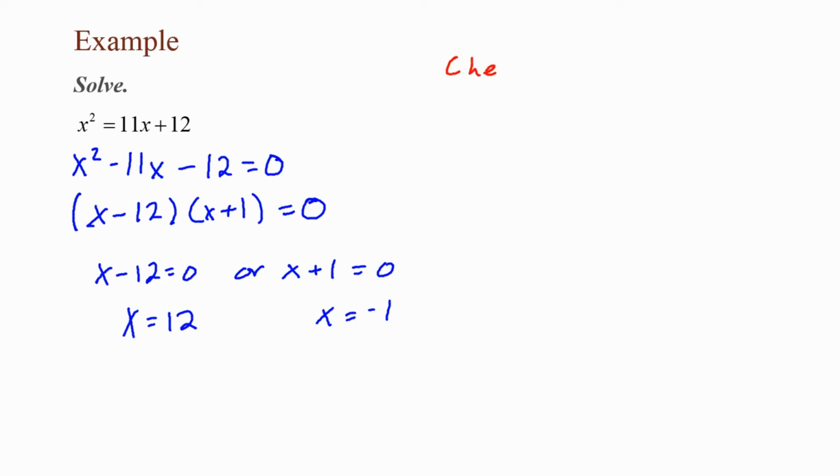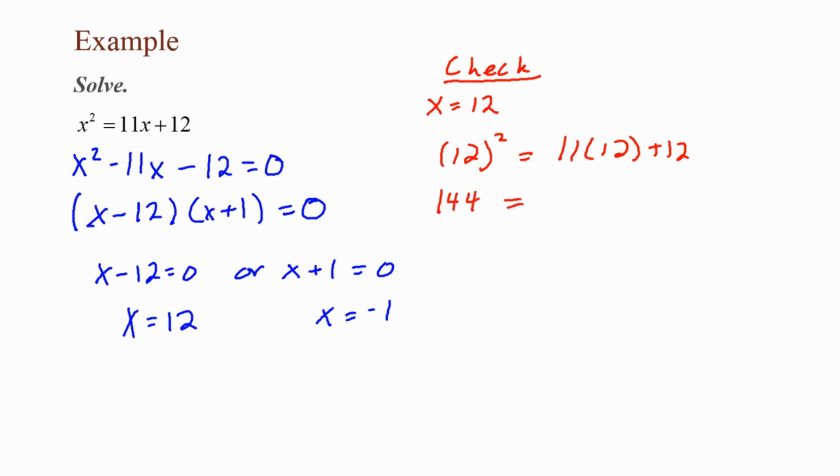I can check. First, I'm going to substitute in for x equals 12. 12 squared equals 11 times 12 plus 12. 12 squared is 144. 11 times 12 is 132. Plus 12 gives us 144 equals 144. So we know that x equals 12 works as a solution.